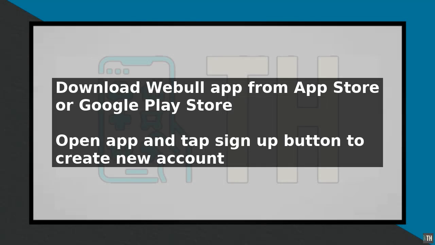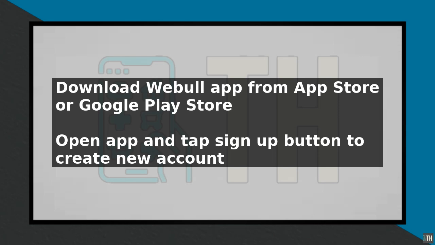To set up the Webull app, start by downloading it from the App Store or Google Play Store, depending on your device. Once the download is complete, open the app and tap on the Sign Up button to create a new account. You will need to provide some basic information such as your name, email address, and phone number.